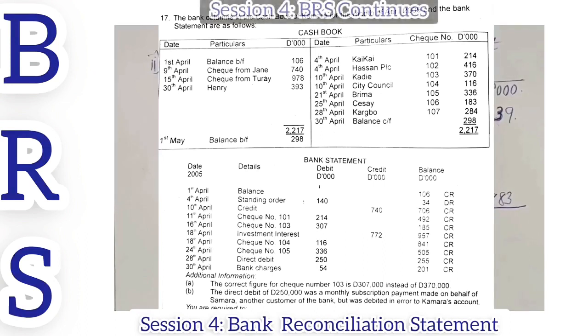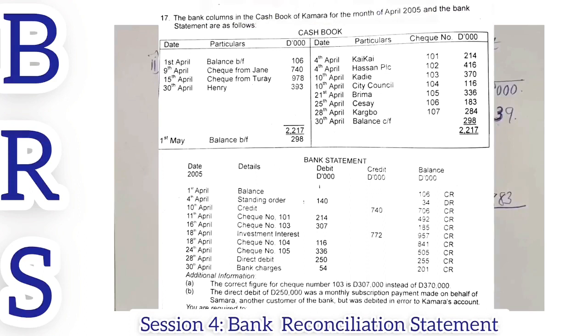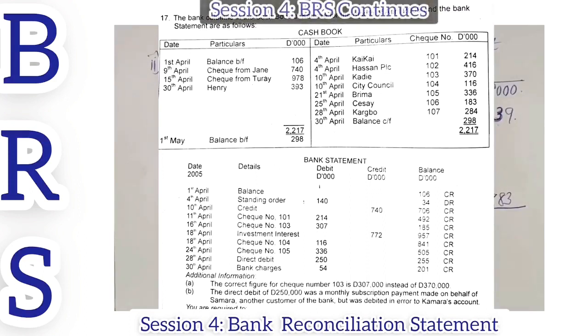Then also look out for if there was any error of undercast or overcast, whether they recorded it in excess or below. These are also things that you need to look out for. So after getting the uncredited checks, you also need to look out for any wrong debit that was made by the bank. If so, you need to record it. So let's check whether there was any wrong debit. You can clearly see that there was a wrong debit from additional information B.